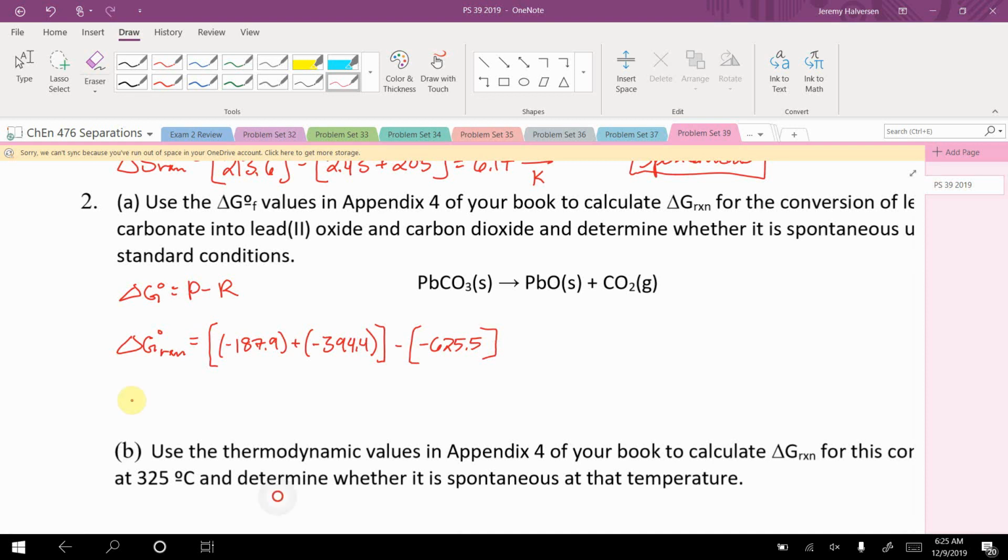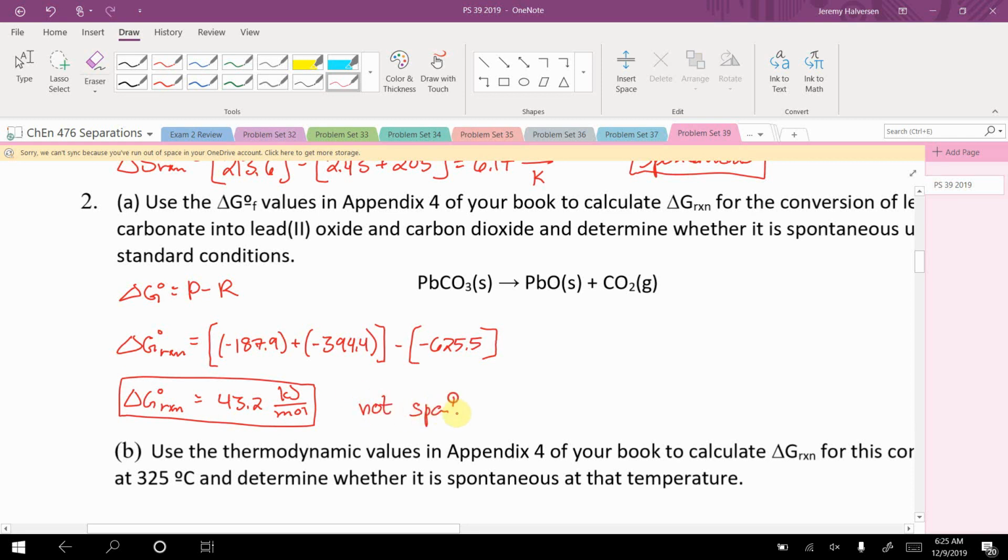Plug these in, and I get delta G naught for the reaction equals 43.2 kilojoules per mole. So is it spontaneous at standard conditions? Nope, because it's positive.